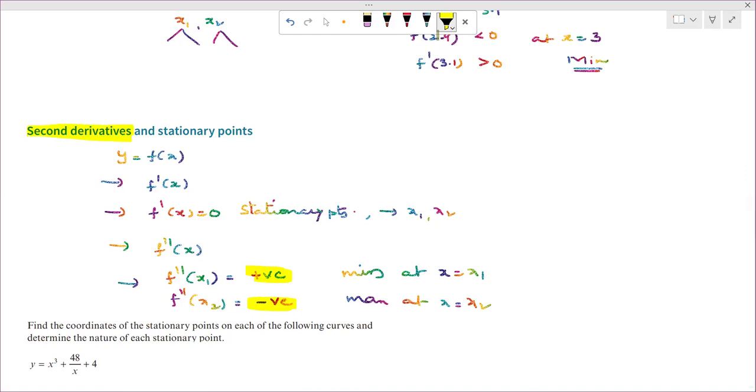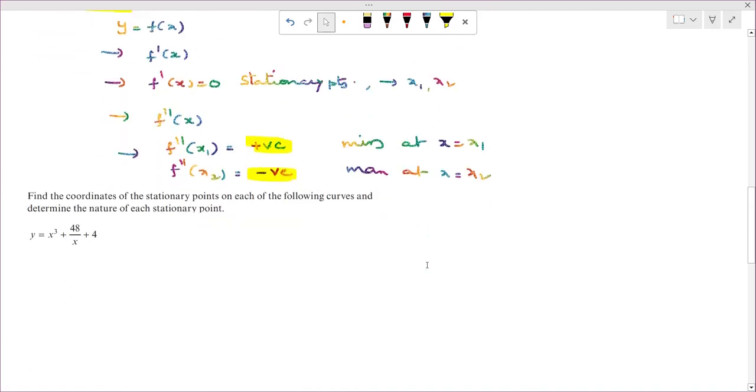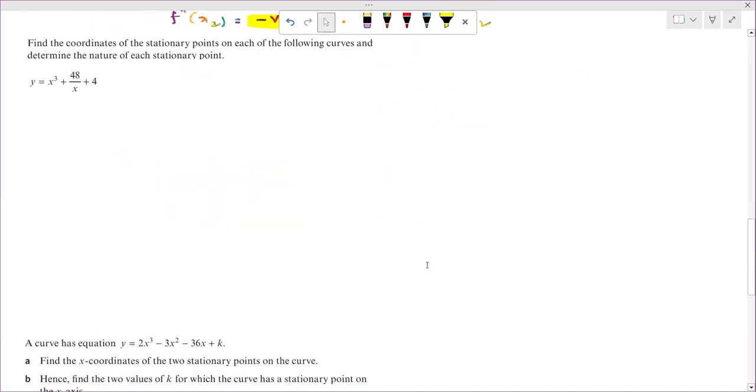Okay. Now see here, let us see one question. What is the question given over here? Find the coordinates of the stationary points on each of the following curves and determine their nature. Nature means whether it has a maximum point or a minimum point.